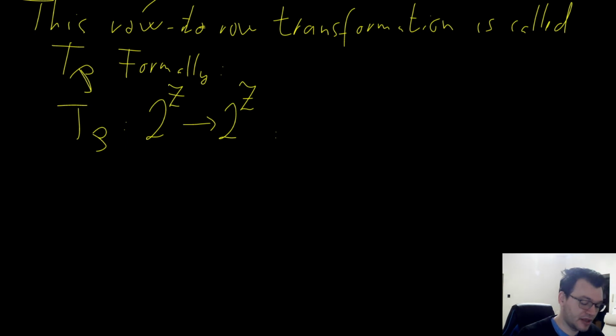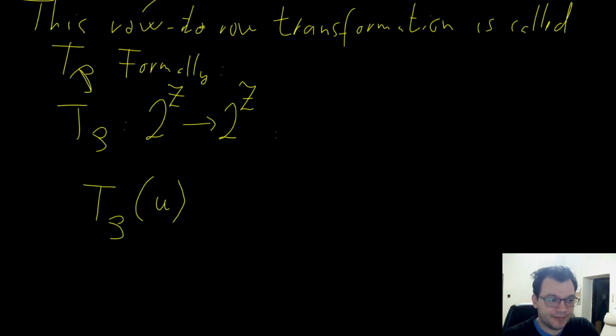And usually an assignment will be denoted by small u, v, w, stuff like that. So how is this function defined? TP is a function. It gets an assignment, outputs an assignment, and an assignment is given by the values of the variables.